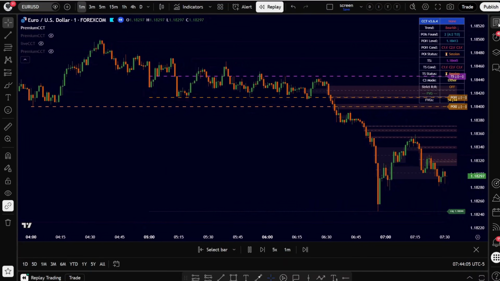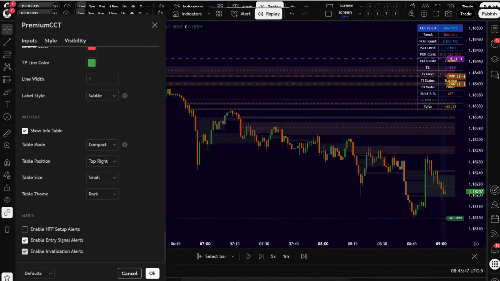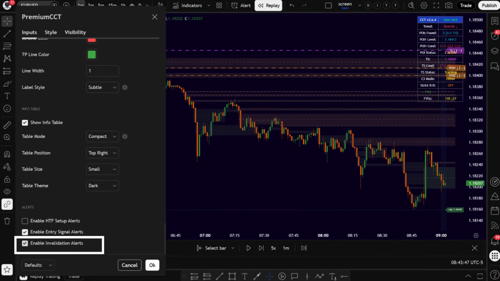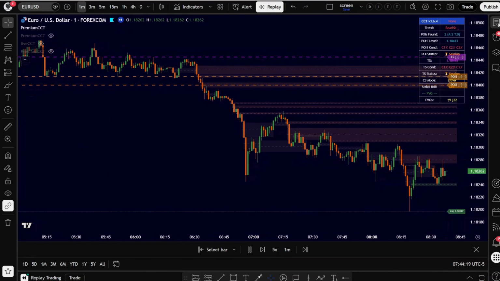And the sixth update is the new invalidation alerts. This is a brand new alert type. When you enable invalidation alerts, you know immediately when a setup is no longer valid. This helps with manual trade management if you're in a position or watching multiple setups across different instruments.